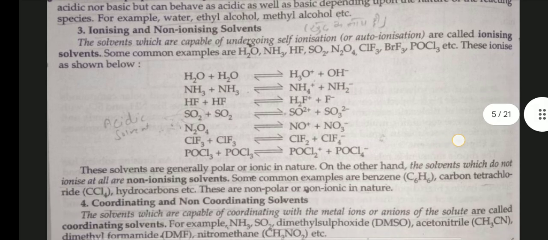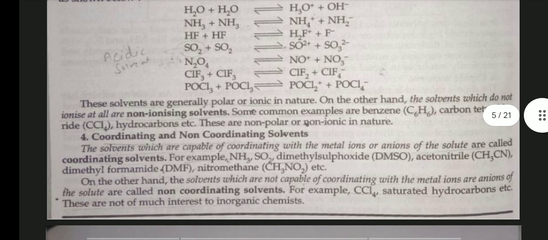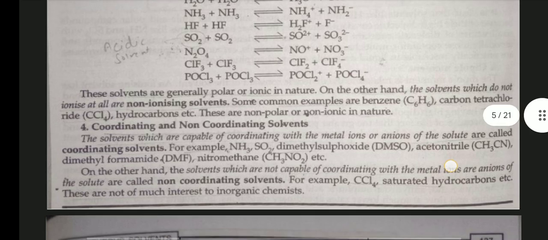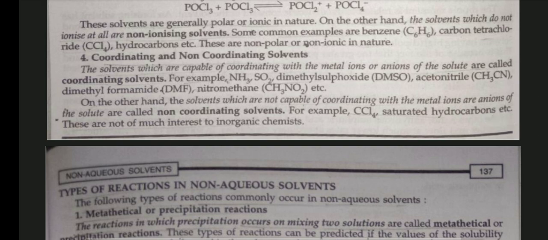These solvents are generally polar or ionic in nature. On the other hand, the solvents which do not ionize at all are non-ionizing solvents. Some common examples are benzene C6H6, carbon tetrachloride CCl4, hydrocarbons, etc. These are non-polar or non-ionic in nature. Now the fourth one is coordinating and non-coordinating solvents. The solvents which are capable of coordinating with the metal ions or anions of the solute are called coordinating solvents.